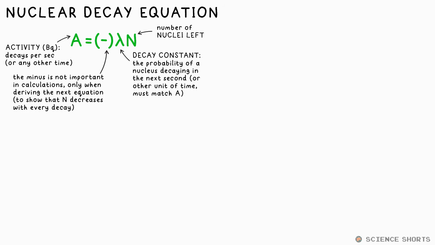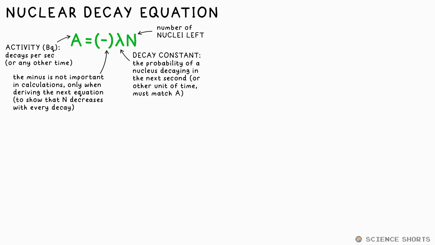Activity is given by the simple equation A equals lambda N, where N is the number of undecayed nuclei, not neutrons in this context, and lambda is the decay constant in seconds to the minus 1, but it could also be another unit for time to the minus 1 instead. The decay constant is the probability that a single nucleus will decay in that amount of time. I've dropped the minus that's sometimes in the equation, as it's only important when deriving the exponential decay equation, which you don't need to do for your exam.